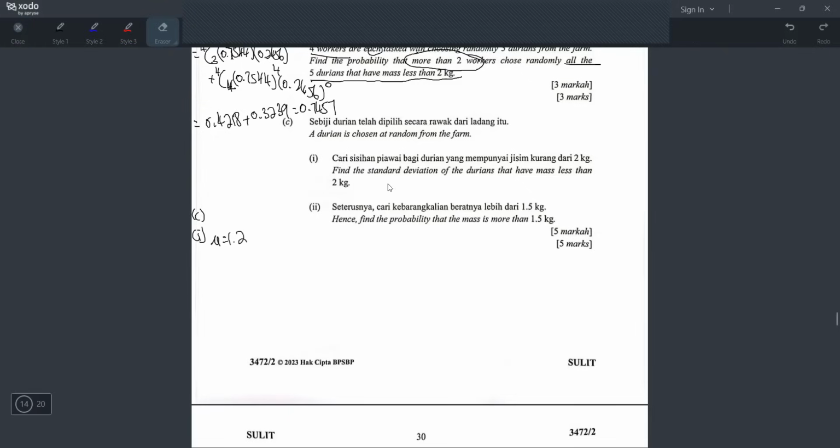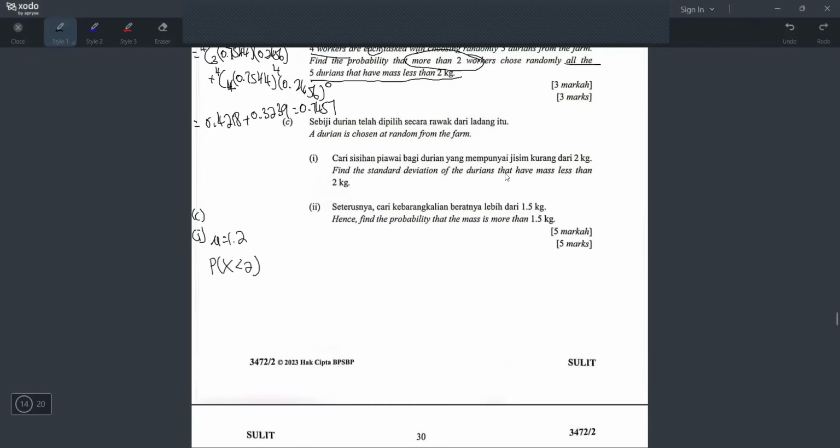All right, and also don't use the square root of NPQ to find standard deviation. The proper way now is to use the table. Yeah, the table. But you have to convert to Z first. So they want to find the standard deviation for mass less than 2 kg, right? So if they want less than 2 kg, it means you have to find Px less than 2.